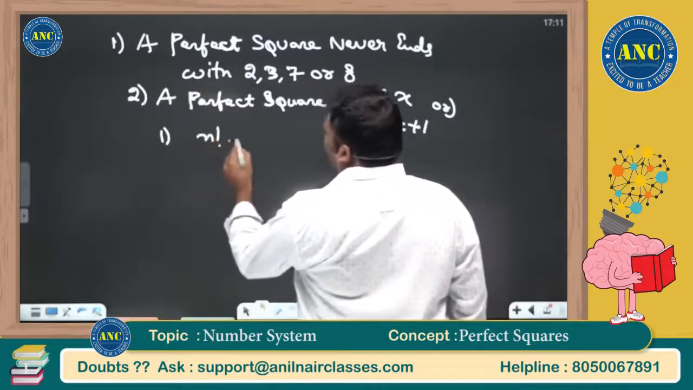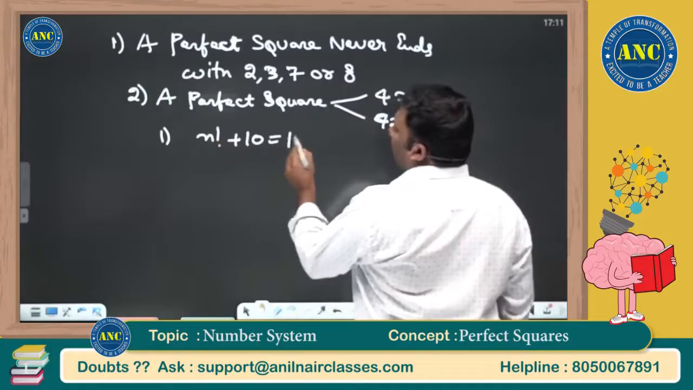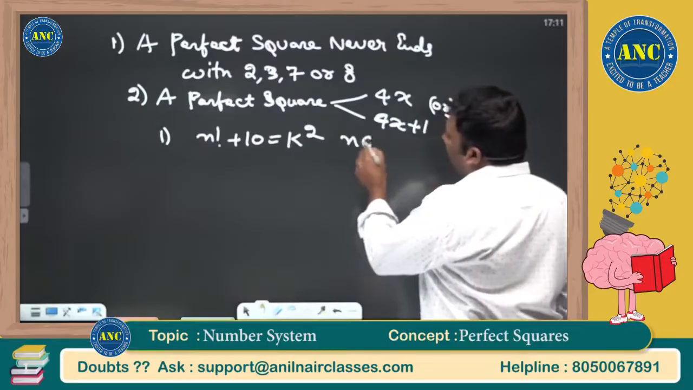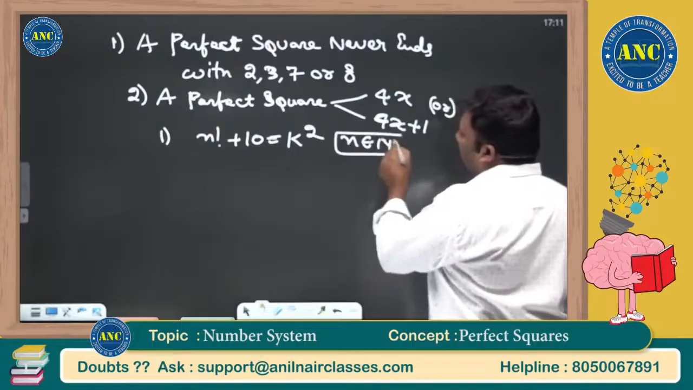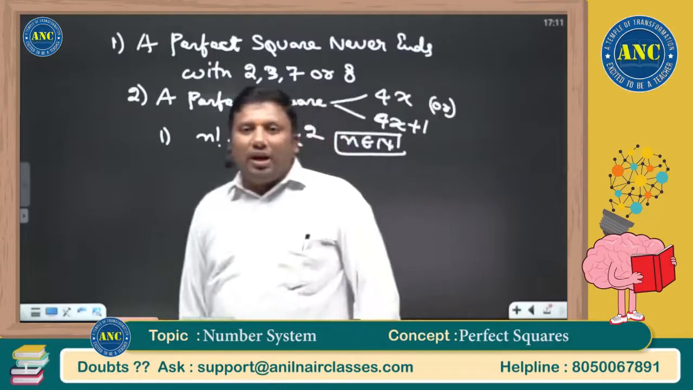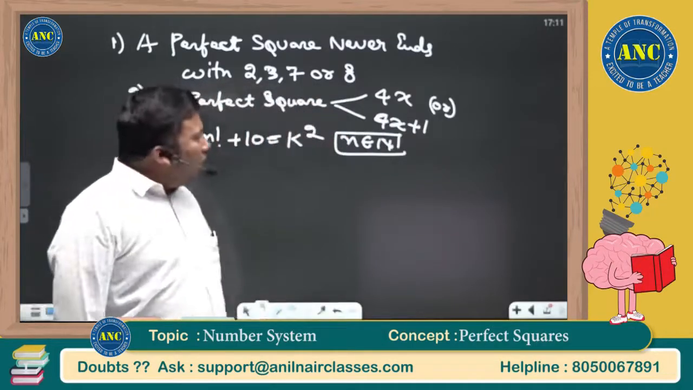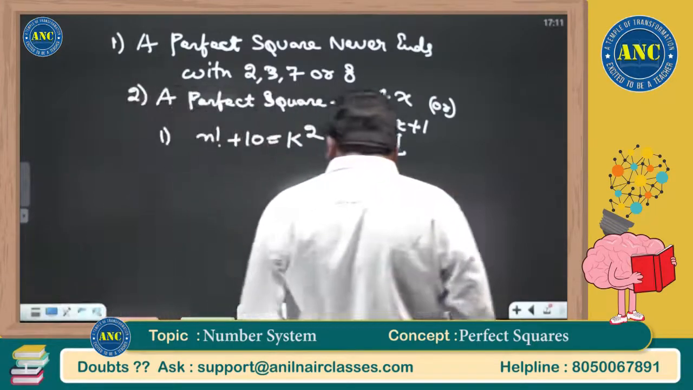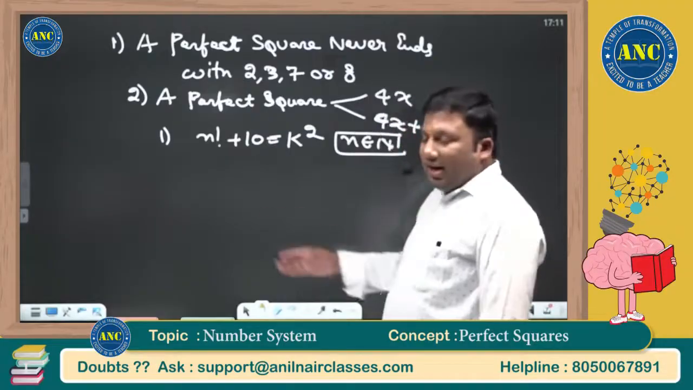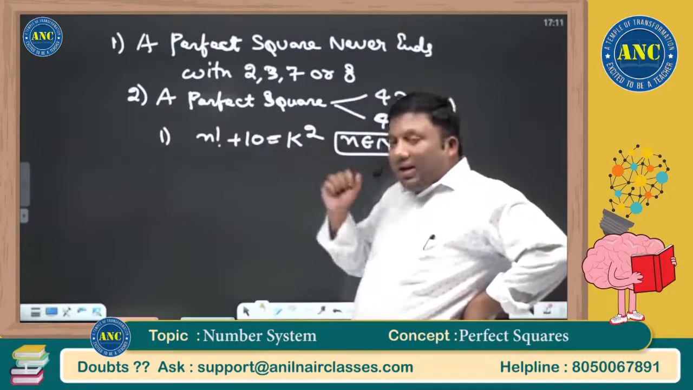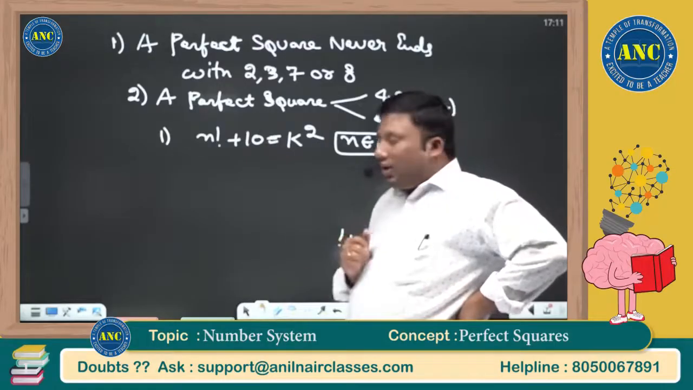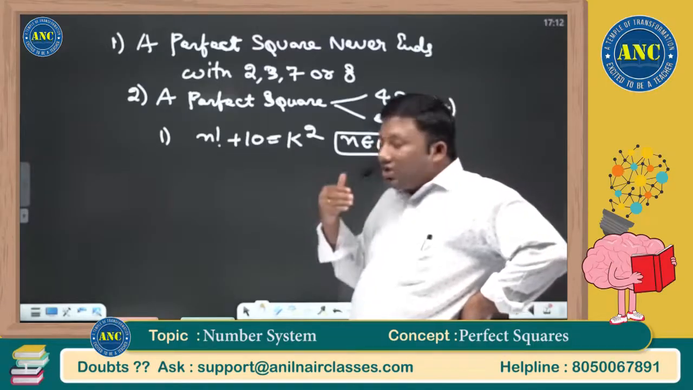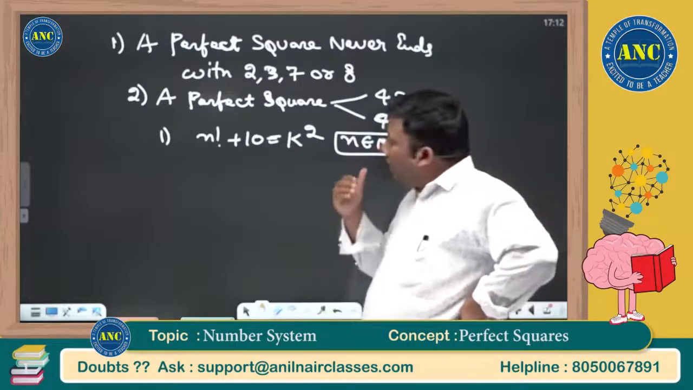n factorial plus 10 equals k square. How many natural number values will n take which will satisfy the equation? Now see here. In this question, on the left hand side factorial is there. Factorial is defined for whole numbers. Here n is given as a natural number. How many values of n will be such that n factorial plus 10 equals k square?